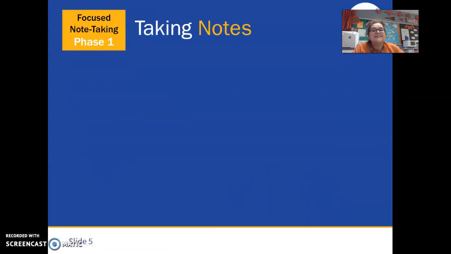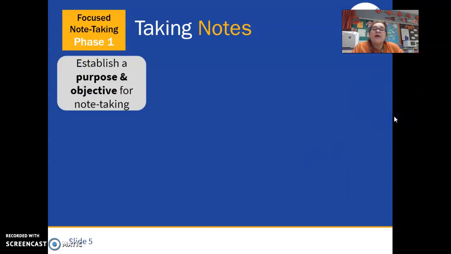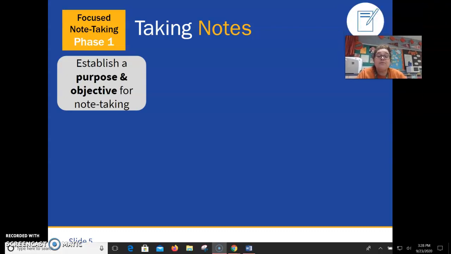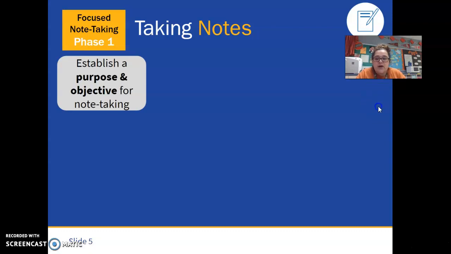So let's look at some of the focused note-taking steps. The very first one is taking notes. So guys, you have to be in class and you need to take notes. So first, and we talked about this before in our other notes, you have to have a purpose and an objective for taking notes. So why am I taking notes? Am I trying to prepare for a quiz? Am I trying to compare and contrast two characters from a novel? Am I trying to memorize vocabulary terms? So understand, what is my purpose? What is my objective for taking notes?